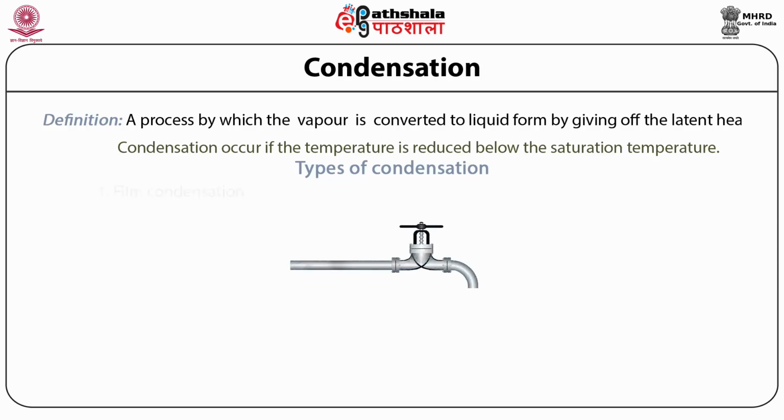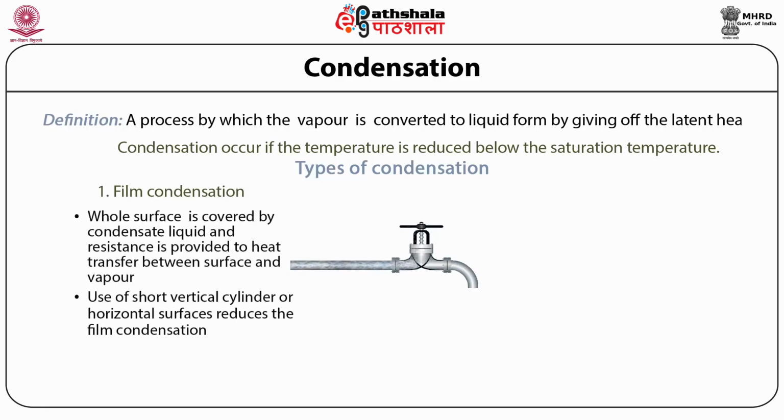The first one is film condensation. In film condensation, the condensed water, we call it condensate, forms a continuous layer over the surface without any gap. That is the reason why a resistance is offered to the heat transfer between the surface and vapor. Generally, film condensation occurs on inclined or vertical planes or cylinders. To avoid film condensation, we can use horizontal cylinders or short vertical cylinders.